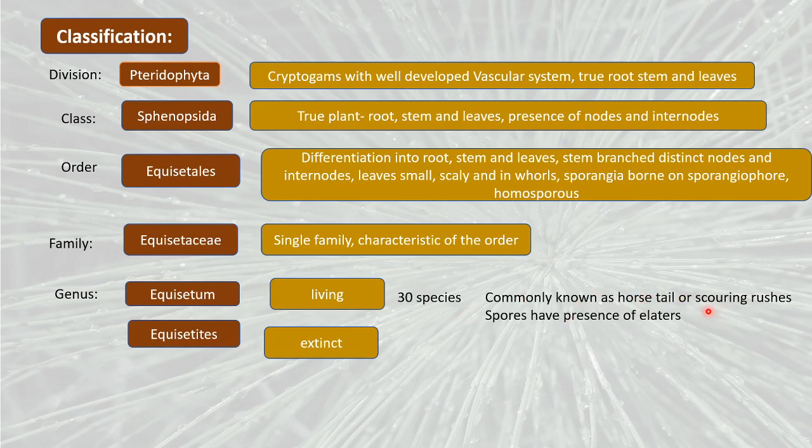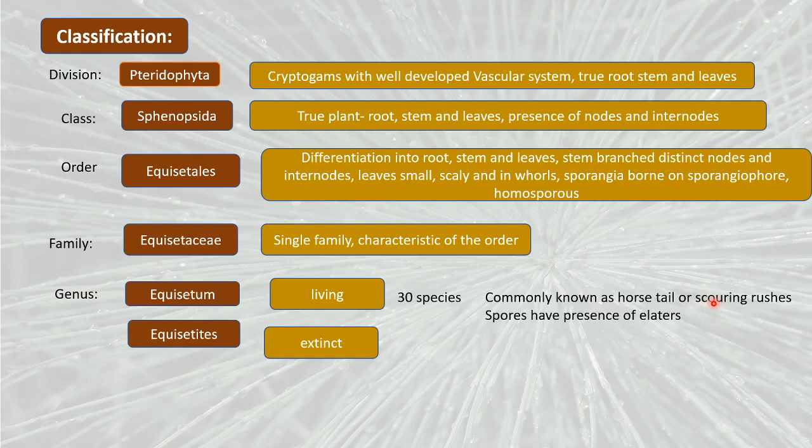Okay, so why is it called horsetail? Because the branches look like the tail of a horse, therefore it is called horsetail. And it is called scouring rushes because this plant has deposition of silica over its stem. When the silica deposits over the epidermal layer of the stem, the stem becomes very rough. So this just acts like a sandpaper.